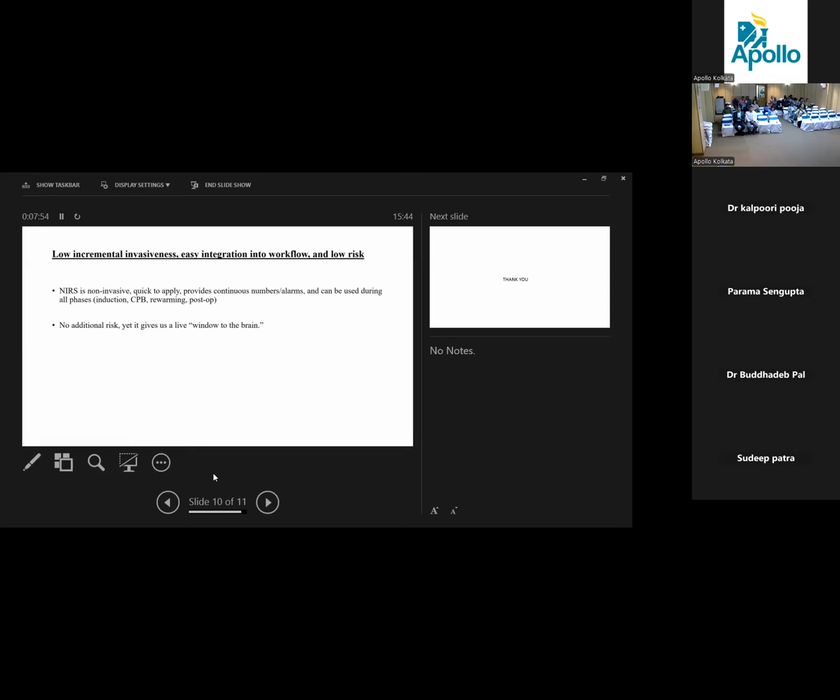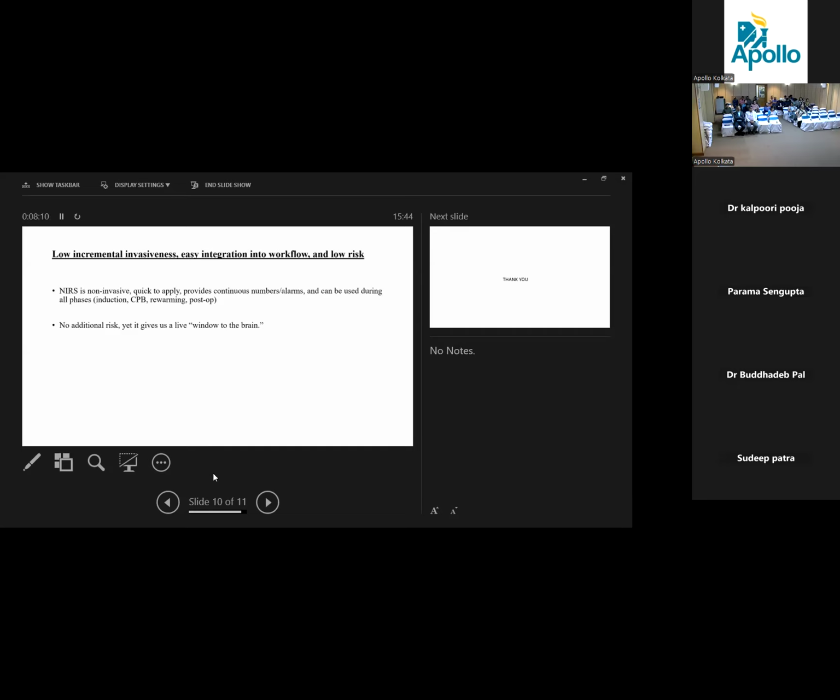NIRS is non-invasive, quick to apply, provides continuous alarms and numbers, and can be used during all phases of cardiac surgery: induction, CPB, rewarming, and post-op. No additional risk, yet it gives a live window to the brain.